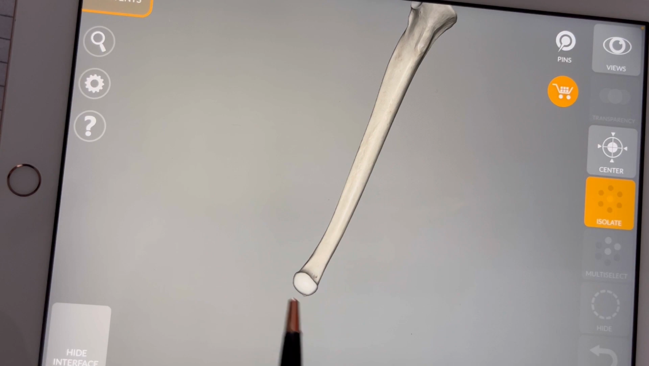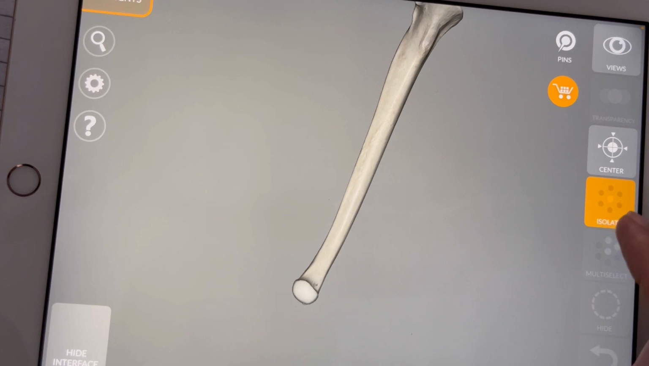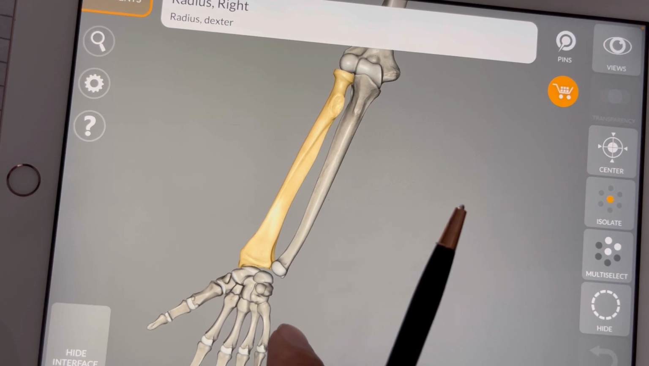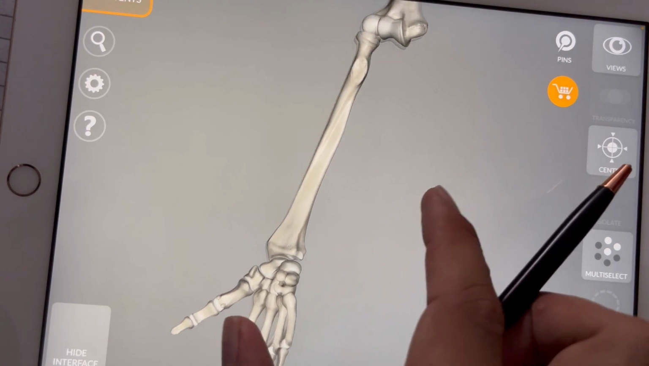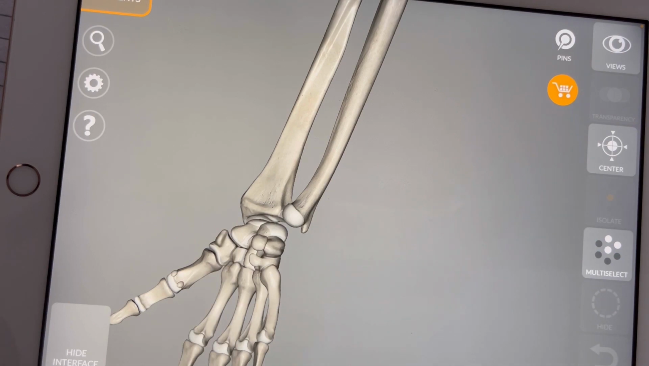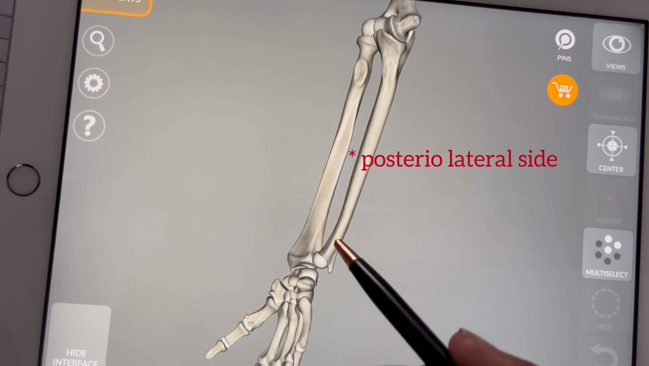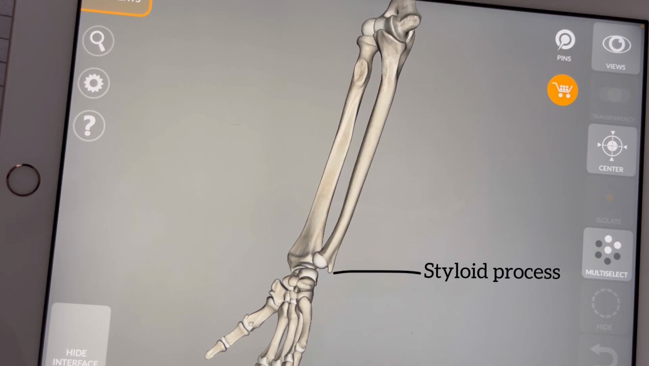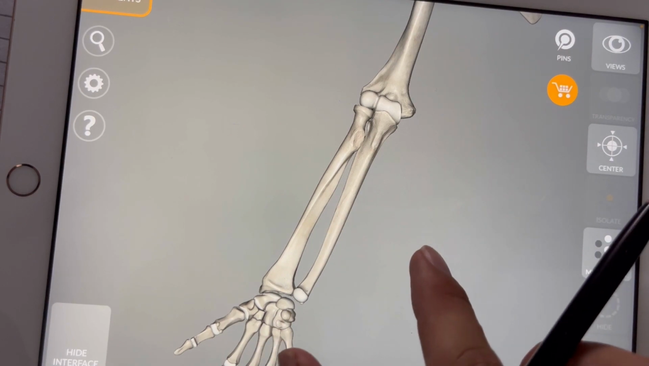So this is the head of the ulnar bone. This head of the ulnar bone laterally articulates with the ulnar notch of the radius. This area, this slight depression here, is the ulnar notch. Here the head of the ulna articulates. Now medially, the ulnar bone has a process which is called the styloid process. So these all are the bony features of the radius and the ulnar bones.